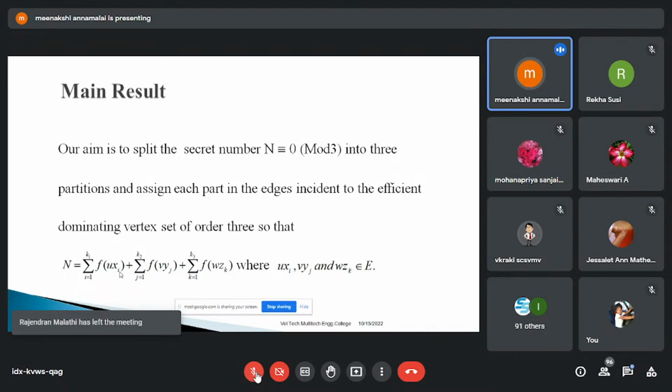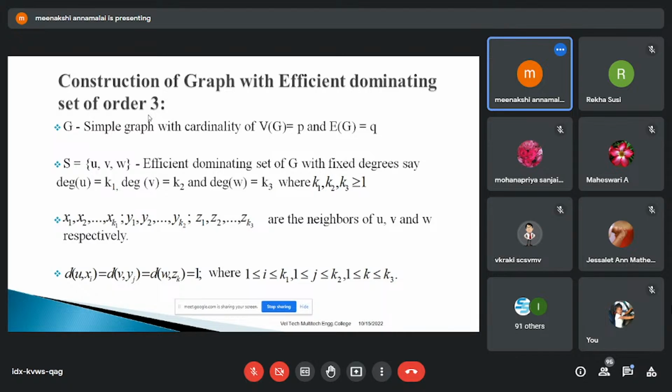So I'm defining here f of u xi, which represents the edge. Okay, f is a map from E to N. I will represent it in the next slide. So now I'm constructing the graph whose efficient domination number is 3, because I'm taking n congruent to 0 mod 3. I'm going to consider the network in which the efficient domination number is 3.